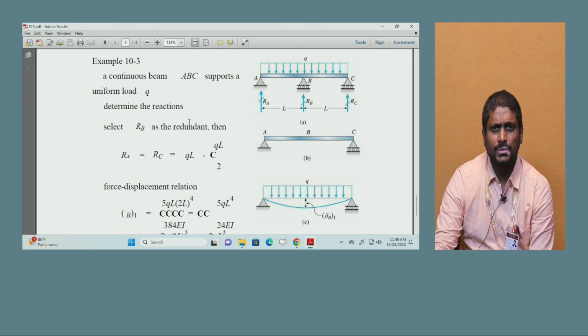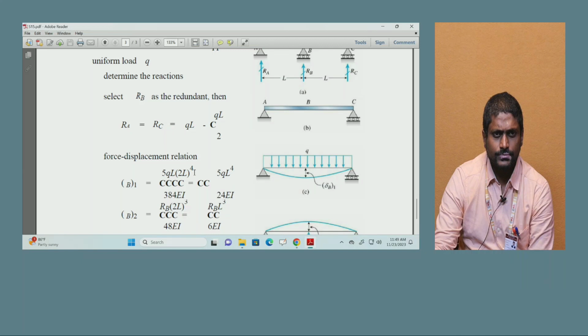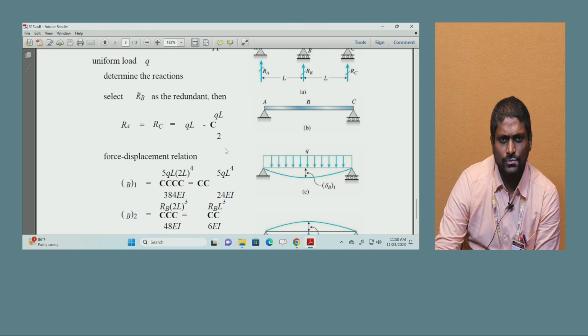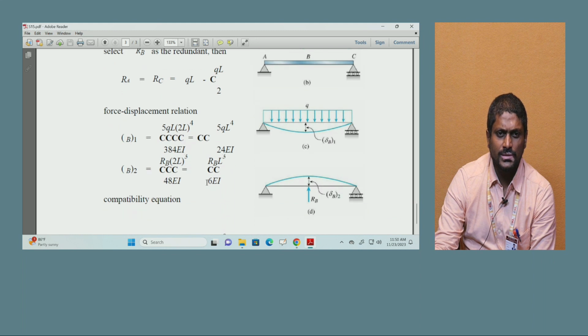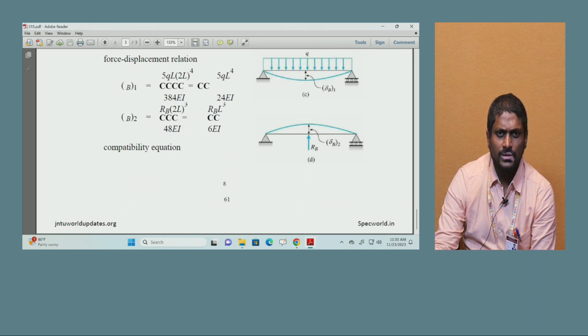A continuous beam ABC supports a uniform load q. Determine the reactions, selecting RB as the redundant. Then RA equals RC equals qL minus qL by 2. The force displacement relation is 5qL into 2L to the power of 4 by 384 EI, which equals 5qL to the power of 4 by 24 EI. So RB into 2L cube by 48 EI equals RB L cube by 6 EI. The compatibility equation will be followed.